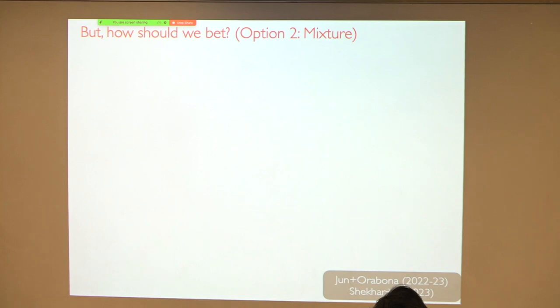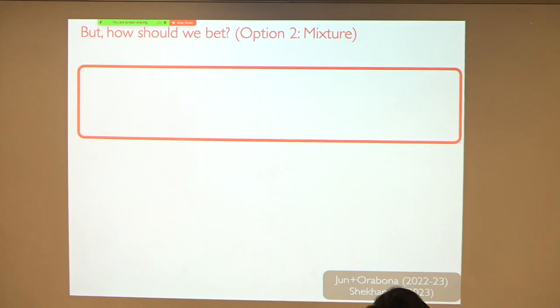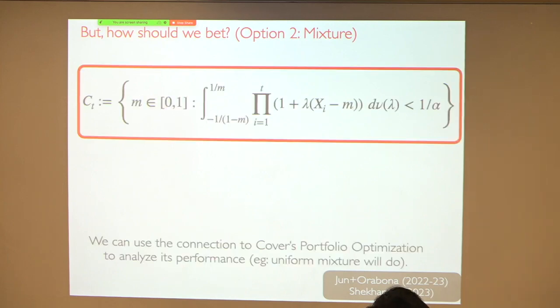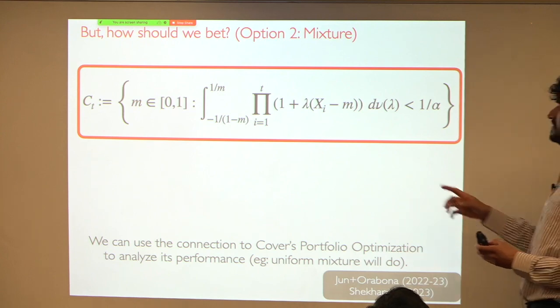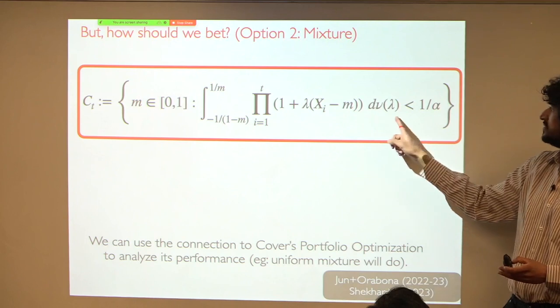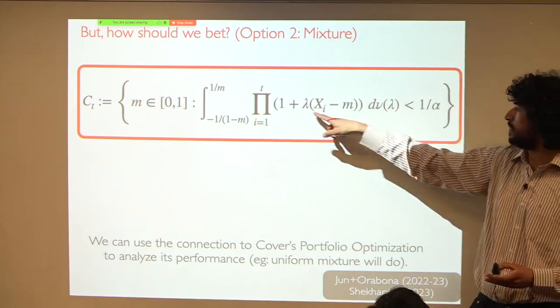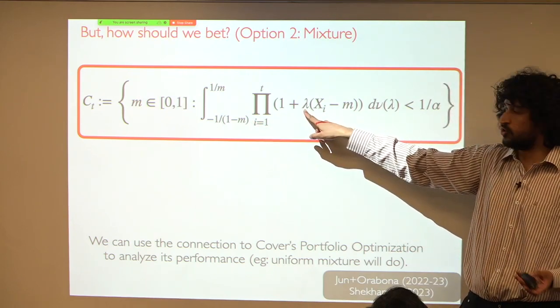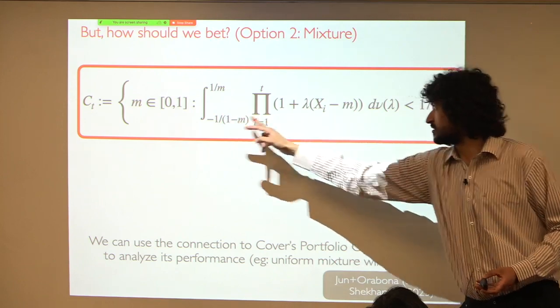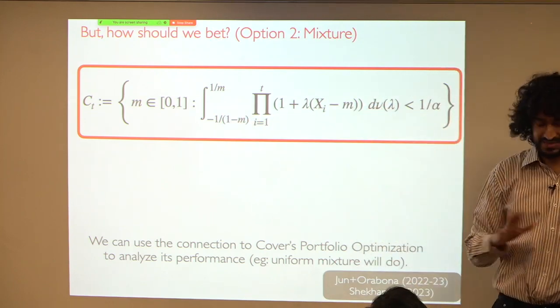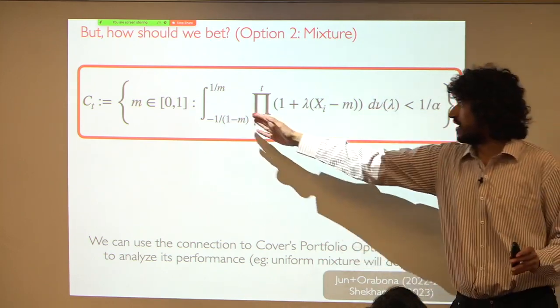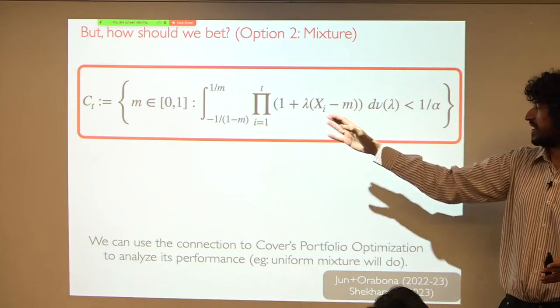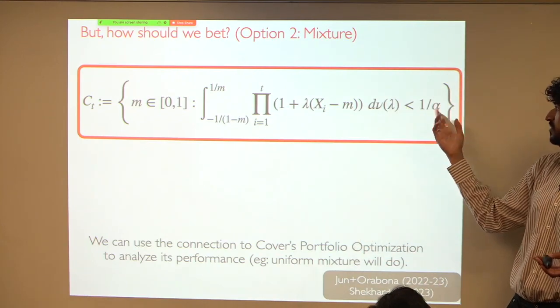Another way of betting, the second option, is a mixture. Instead of plugging in a particular quantity, what you could do is say, this is the wealth process. If I pick a particular lambda, I don't know which lambda is the right one, so let me just mix over lambda. Just choose a distribution, let's say uniform, and mix over lambda, and I get a slightly different expression for the confidence set.